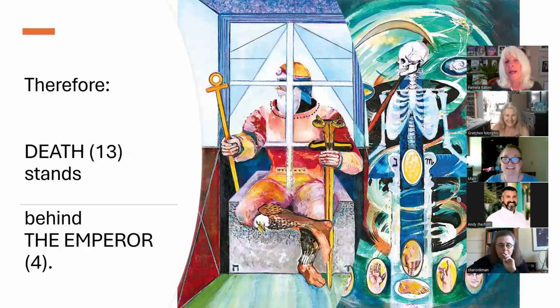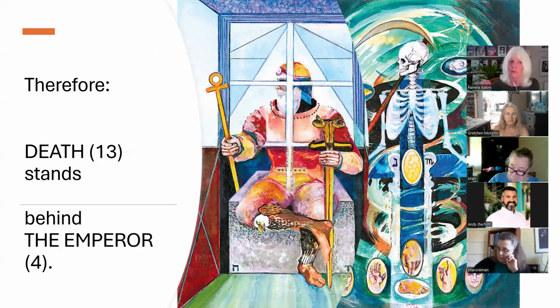Okay, therefore, death, the death card, back to death. Death number 13 stands behind the emperor. So we have the emperor, and the emperor's number 4. Death, 1 + 3 is 4. So death stands behind the emperor. Now, death is pregnant. Death will give rise to new life and new beginnings.